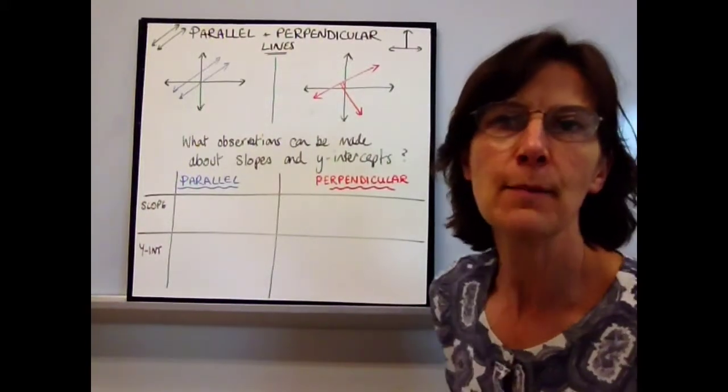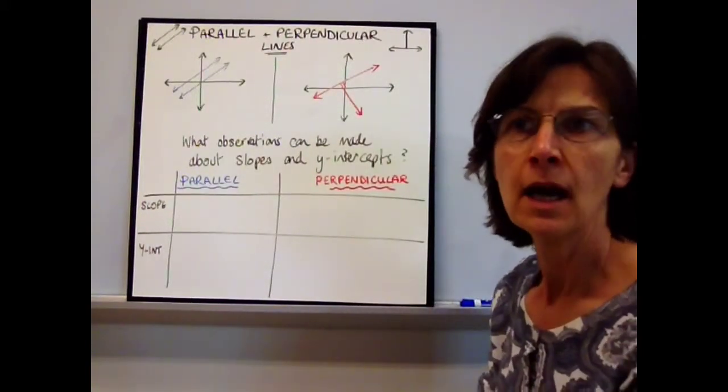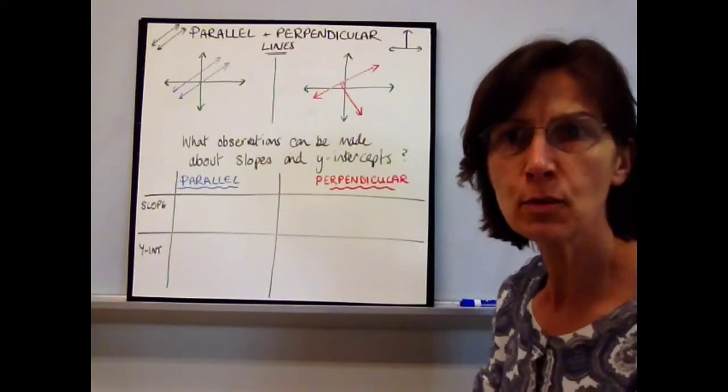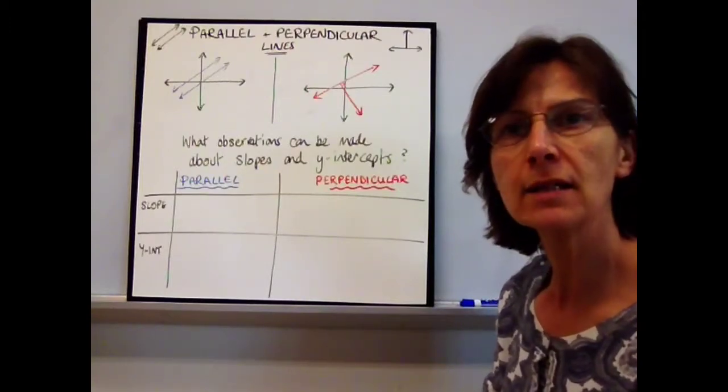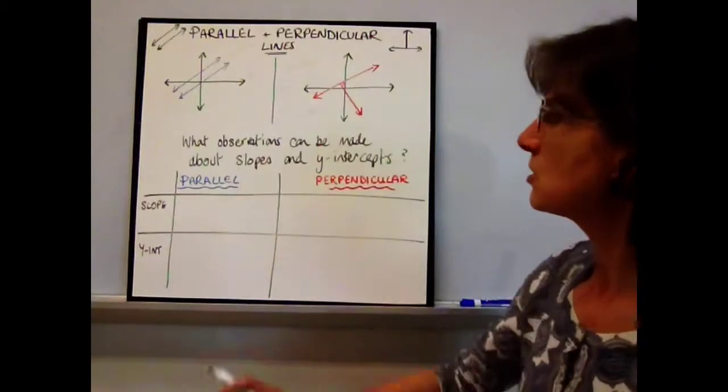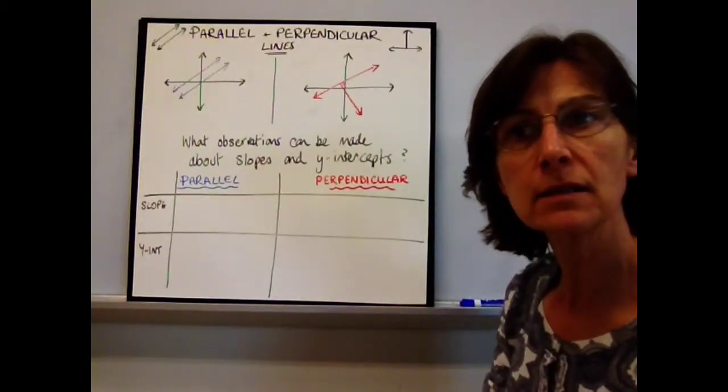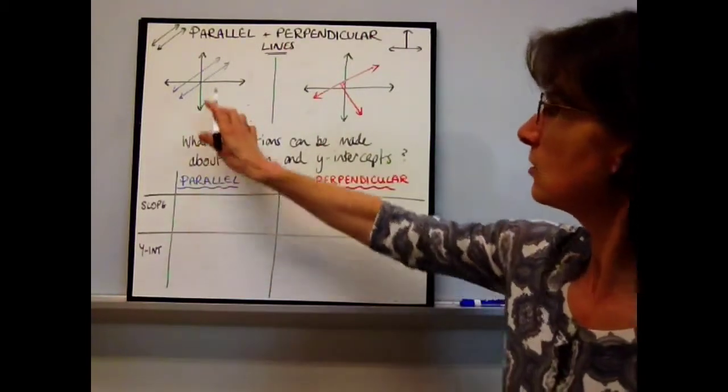So here we are looking at parallel and perpendicular lines. And hopefully prior to looking at this we did that small assignment which was just looking at observations about parallel and perpendicular lines. So let's look at the parallel ones.